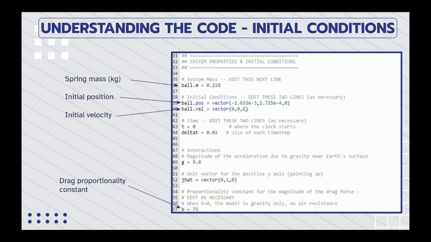So this is our code in the initial conditions. We know from the video that our spring mass is 0.218 kilograms. We've plugged that here, and then this is the initial position, which we have observed from the video, sorry. And then the initial velocity is 0. As we said, it starts from rest. This is the drag proportionality constant, which we need to plug into our formula for the drag force.